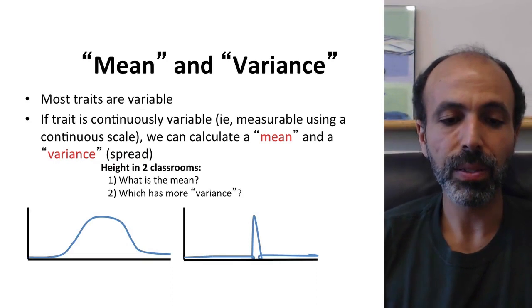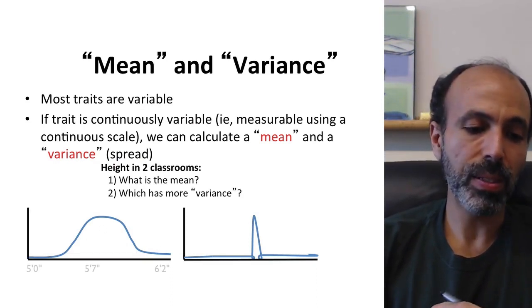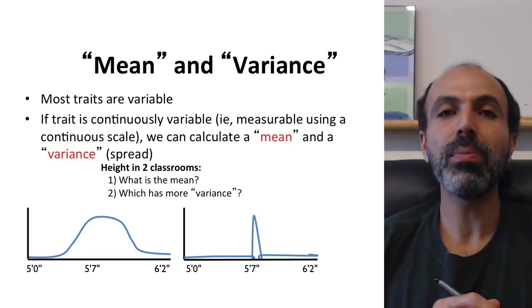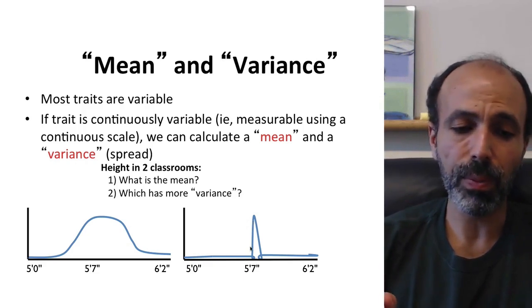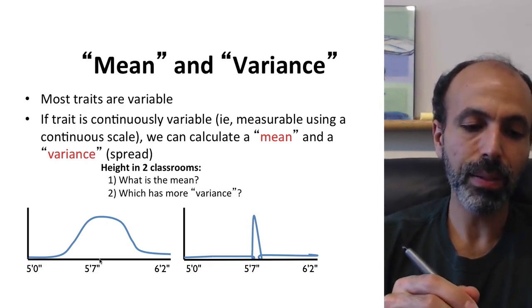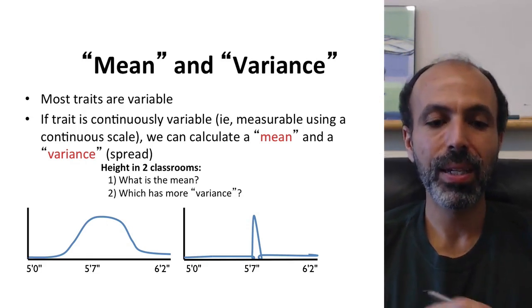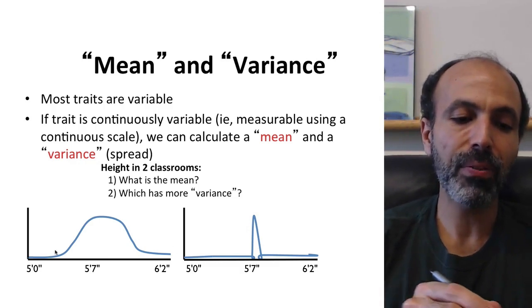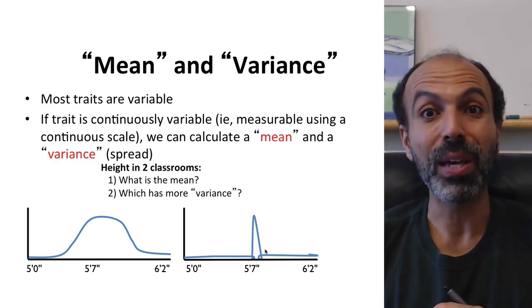So let's say you're looking at height in the classroom. So let's say this is the height in the classroom. This is saying 5'0" to 6'2". This is 5'0" to 6'2". What is the mean? Well, in both of these classrooms, it looks like the mean is right below 5'7". In contrast, which one has more variance? And again, if we think of variance just as spread, we see here the graph on the left has a lot more variance in height than the one here on the right, where basically everybody is 5'7".